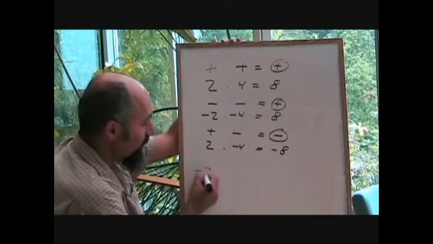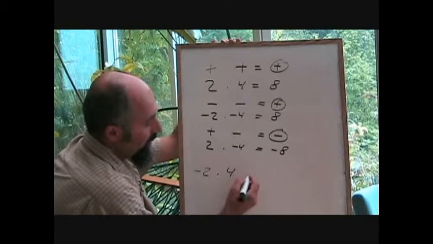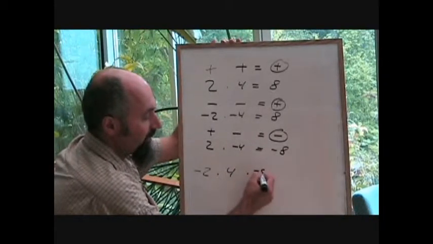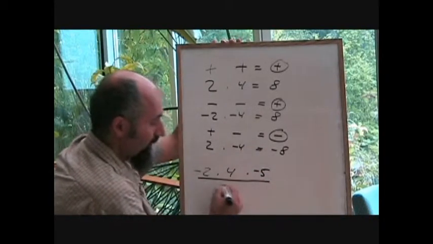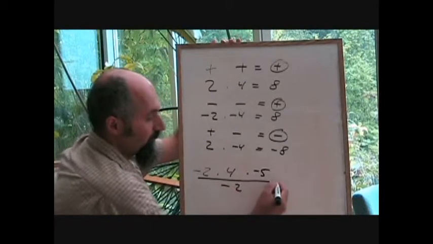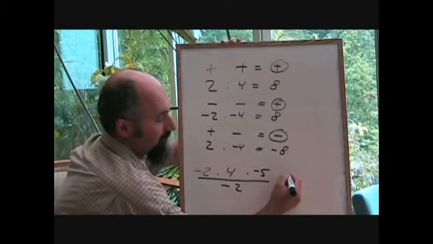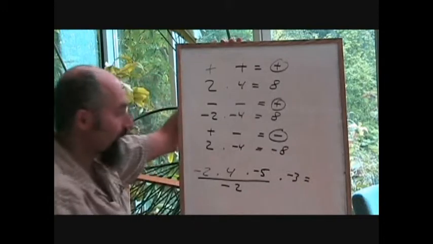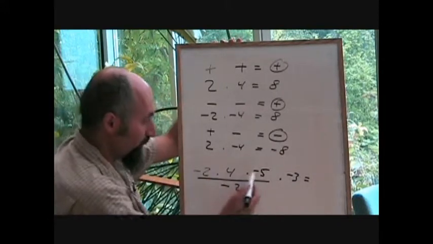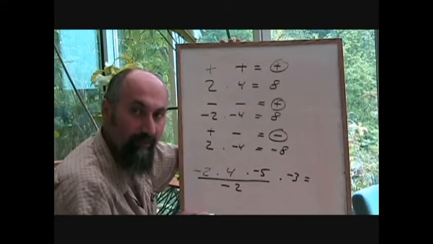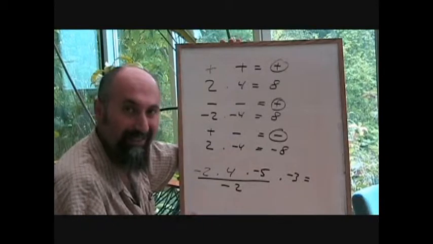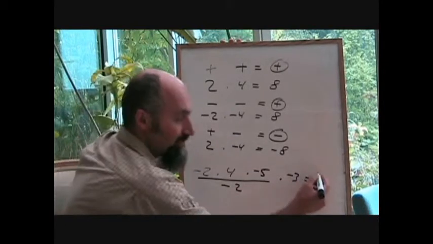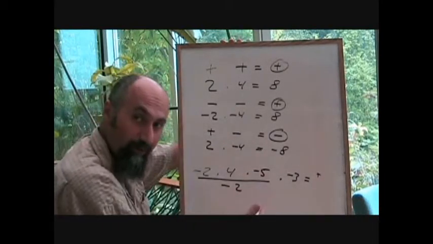Let's try negative 2 times 4 times negative 5 divided by negative 2 times negative 3. So right now we have 1, 2, 3, 4 negative numbers. 4 negative numbers is an even number. So the answer is going to be positive no matter what it turns out.